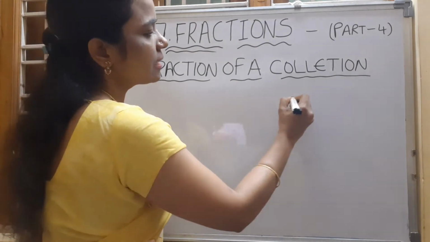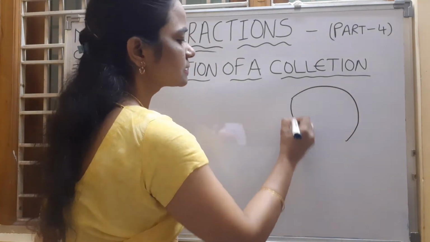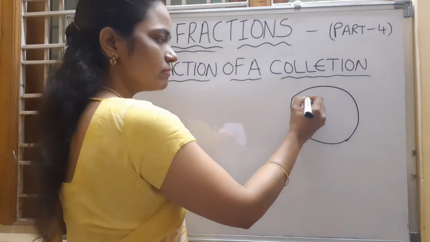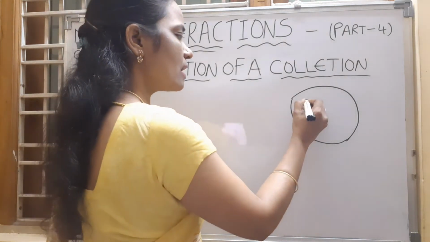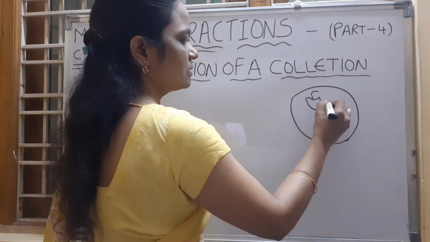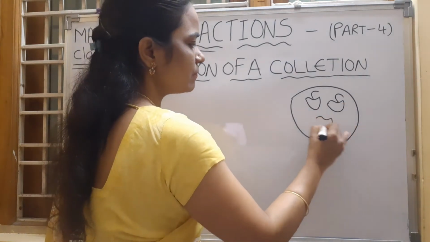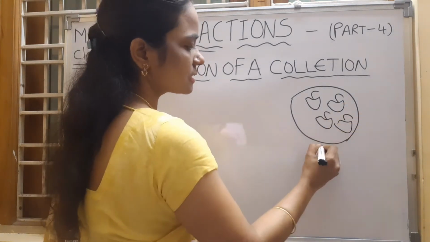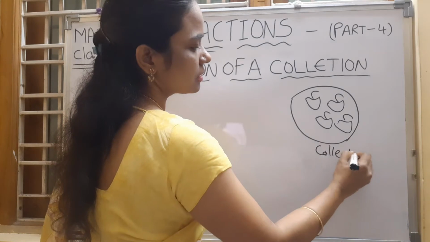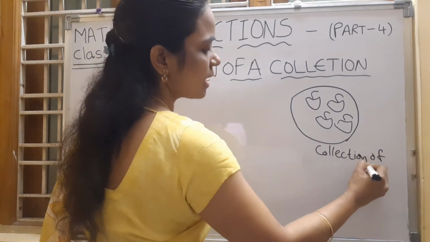Suppose here I have one basket. It has some apples. This basket has some apples. So this is a collection of apples.